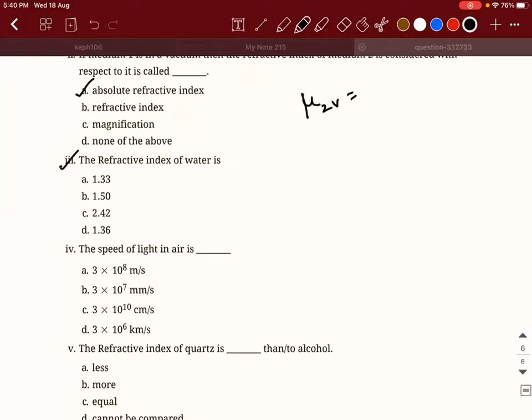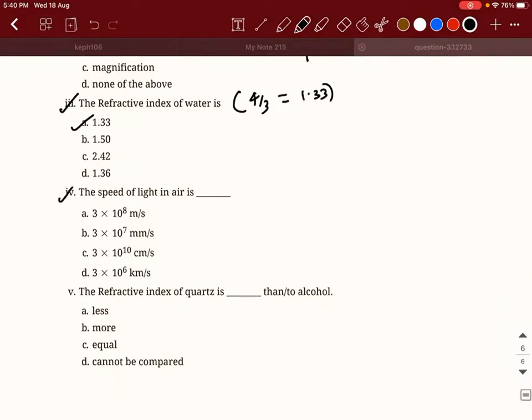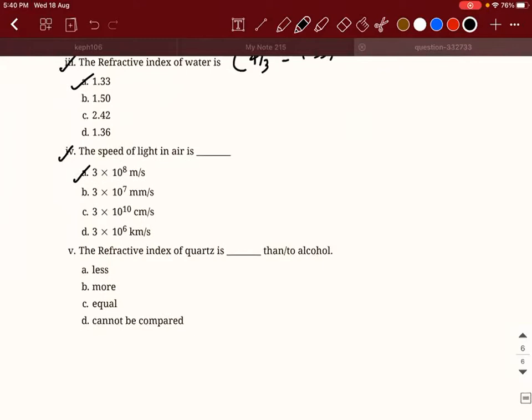The refractive index of water, you can remember this, is 4/3, which is 1.33. The speed of light in air is how much? It is also known, 3 into 10 power 8 meters per second. So the refractive index of quartz is dash than that of alcohol. Generally, they should give you the value because it would have been clearly mentioned that you need not memorize the table. But for your information, it is actually more. You can go and look at the table and write down the answer for this problem.